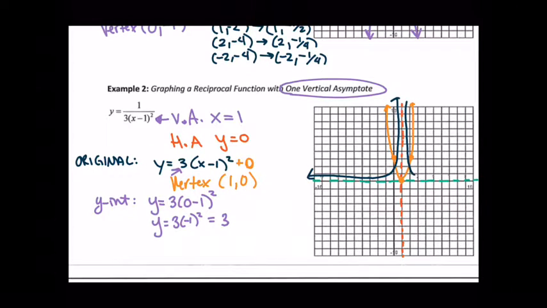That's not close enough. I'll just go like this. Oops. I'll get it, I swear.